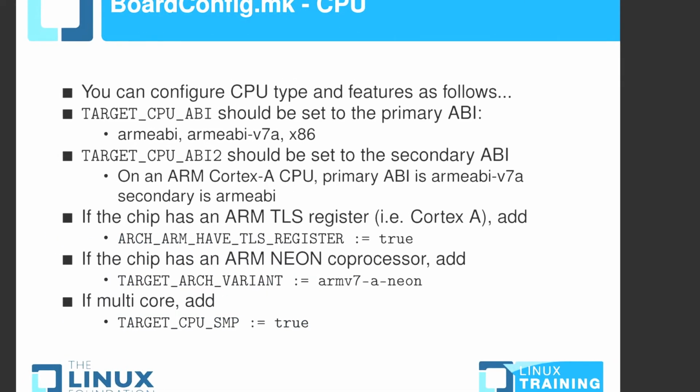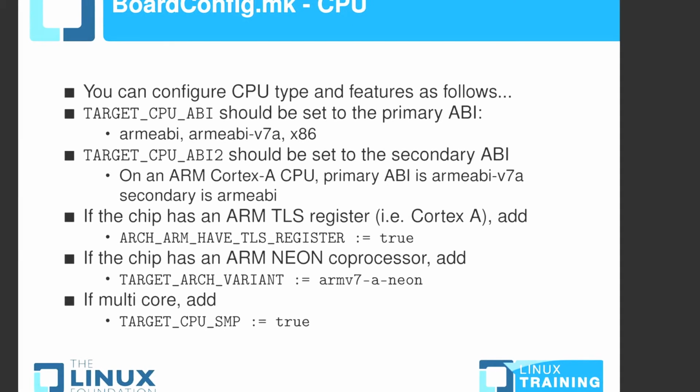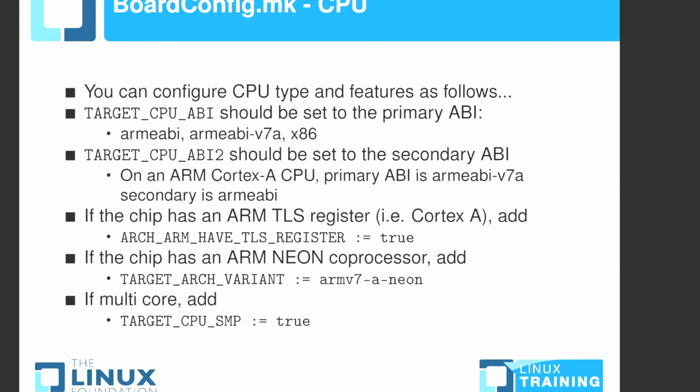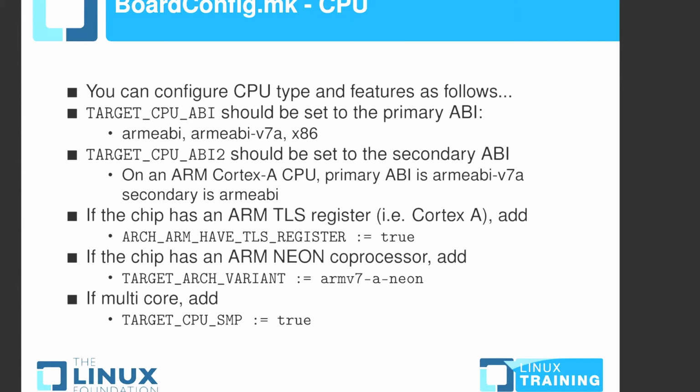So, for example, for the CPU, you define what CPU architecture it is, which can be ARM EABI, ARM EABI v7a, x86. If it's an ARM Cortex-A processor, you probably want to add in the TLS register equals true thing. And likewise, if your processor has a Neon coprocessor, you can add in a further statement to enable that. And then finally, if it's multi-core, you can have target CPU SMP equals true to say this is indeed a multi-core device. All of this stuff just modifies the way that the Android system is built and changes the runtime configuration to take advantage of all these things.